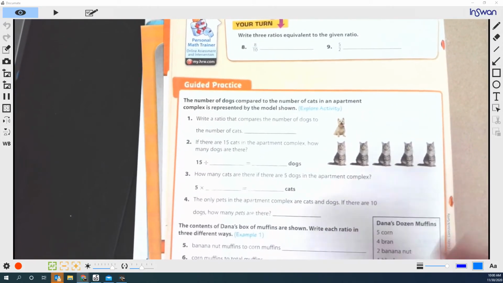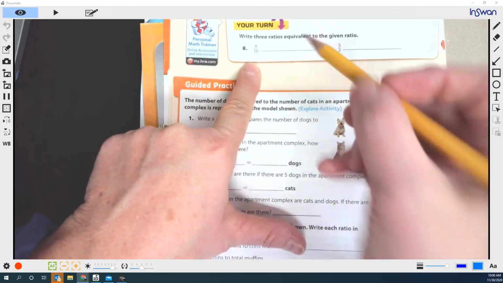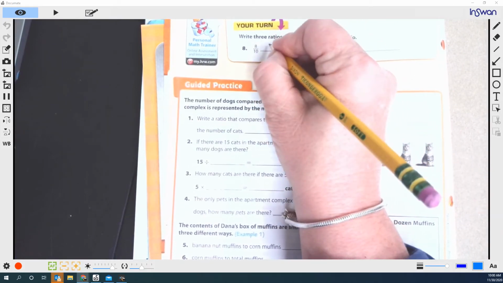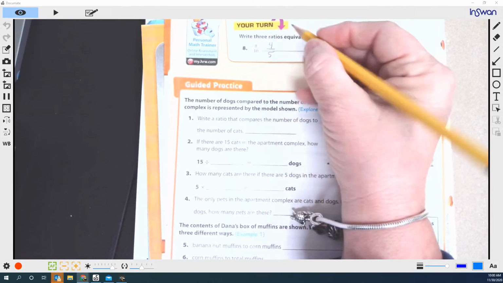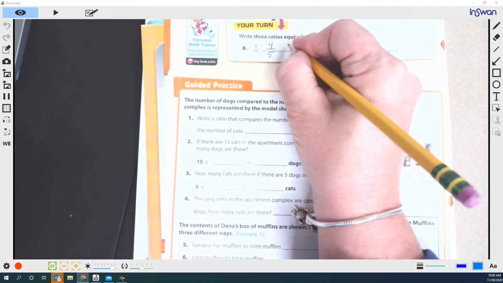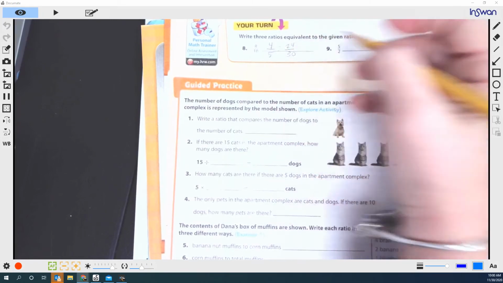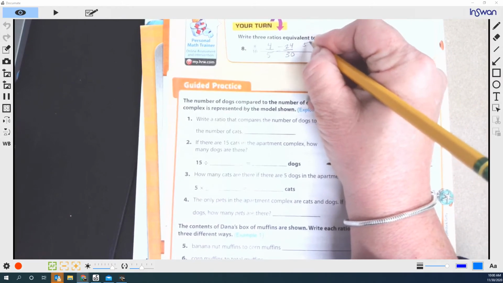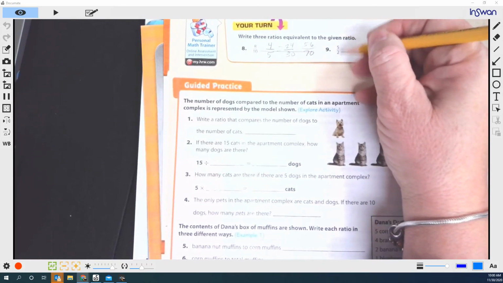And remember, you would simplify those as well. Now, in here, write 3 ratios equivalent to the given ratio. If I have 8 to 10, I could actually simplify that because 2 goes into both of those. 2 goes into 8 4 times. 2 goes into 10 5 times. I could triple it. 3 times 8 is 24. 3 times 10 is 30. And all of these ratios can be reduced to that. Or I could do 7 times 8 is 56. 7 times 10 is 70. So it's the same. And the same would be true for the 5 halves.